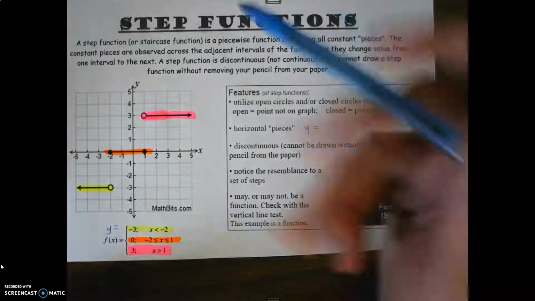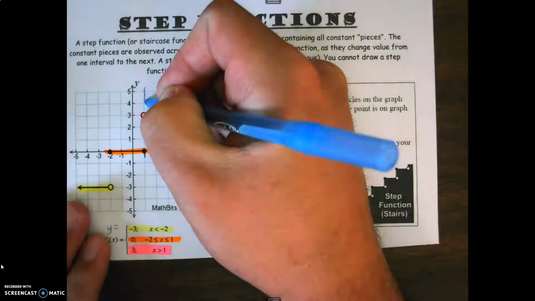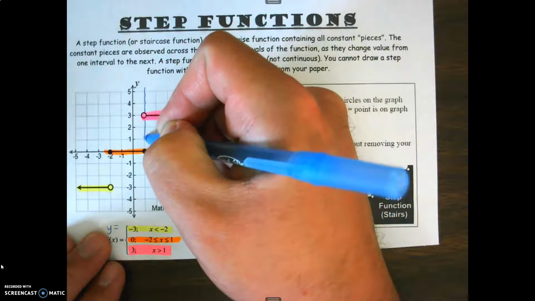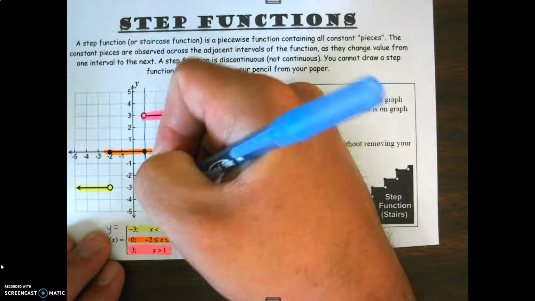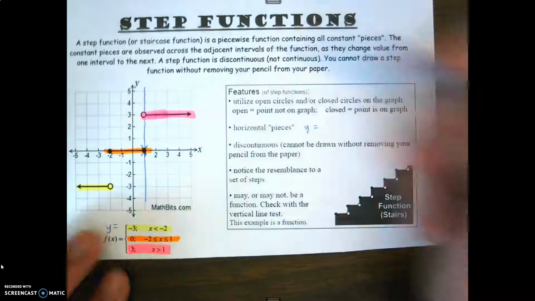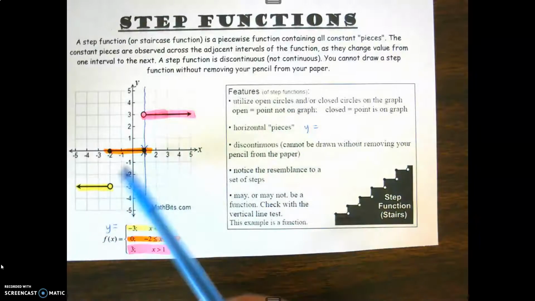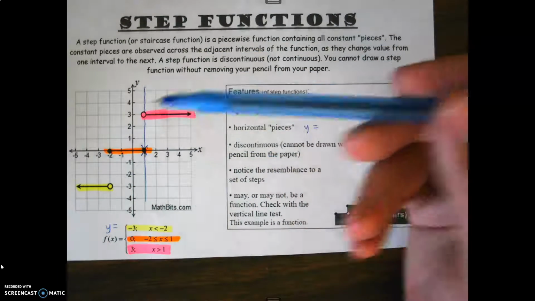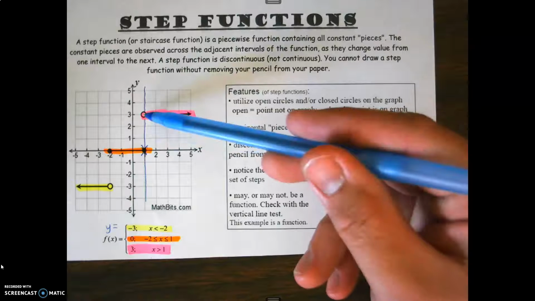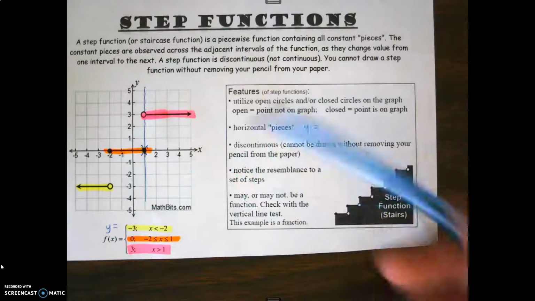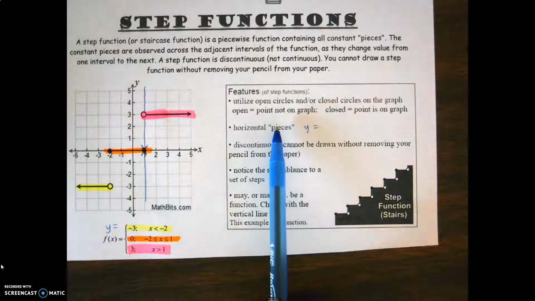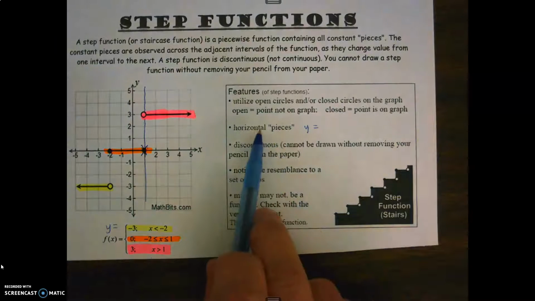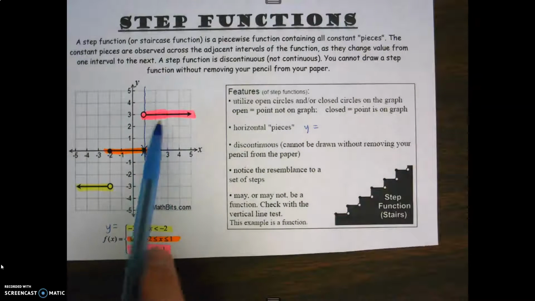If I drew a vertical line at 1, it would go through the hole in the graph here. So technically this would only hit the function one time, where the closed circle is. So this is actually a function, because it would pass the vertical line test. It can get confusing with the open circles, but just keep in mind that an open circle does not include that value. You're also going to have horizontal pieces, horizontal meaning left to right.